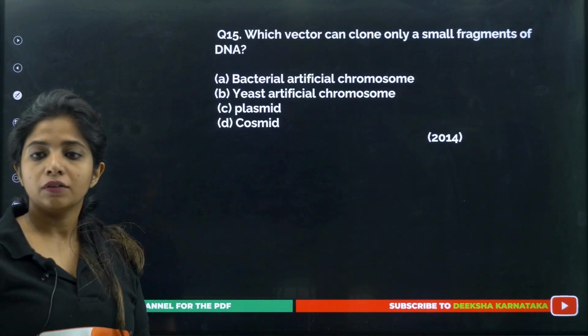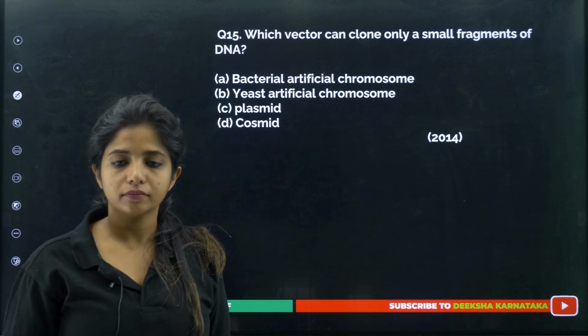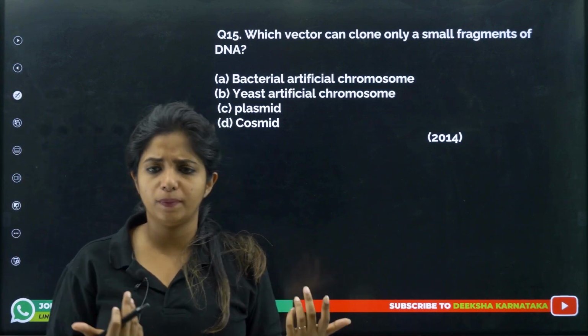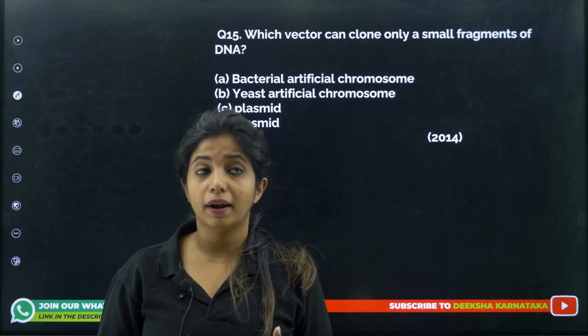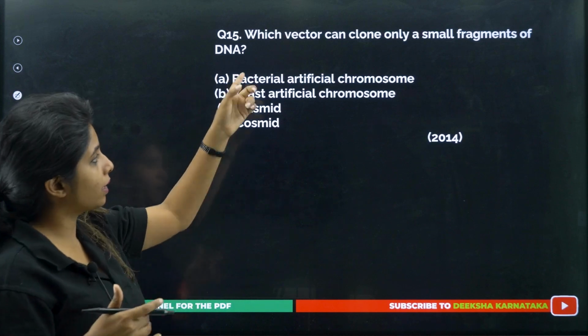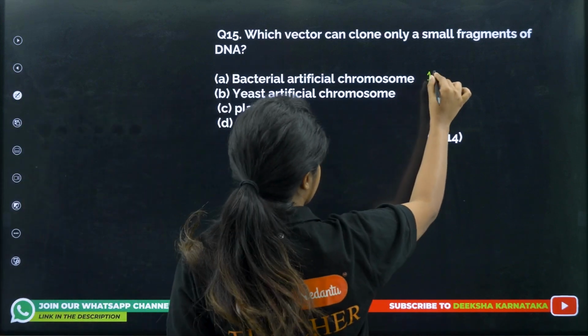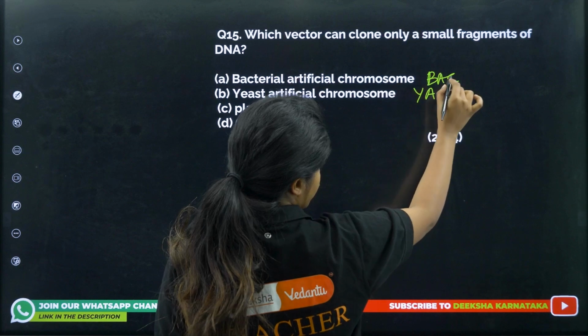Which vector can clone only a small fragment of DNA? So, you have different vectors. I told you about plasmid, I told you about bacteriophage, I told you about retroviruses, this and that. Apart from that, you have bacterial artificial chromosome, which is known as BAC, and you have yeast artificial chromosome, which is known as YAC. Let me tell you a thing about it.